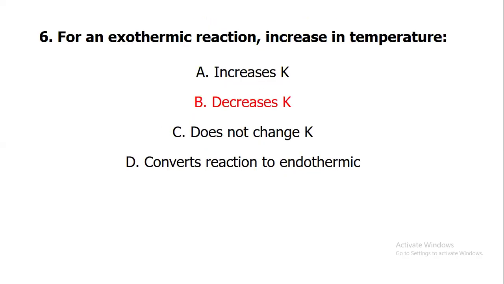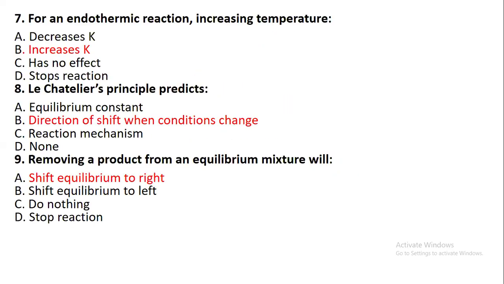For an exothermic reaction, an increase in temperature decreases the value of K. For an endothermic reaction, increasing temperature increases K. Le Chatelier's principle predicts the direction of shift when conditions change.